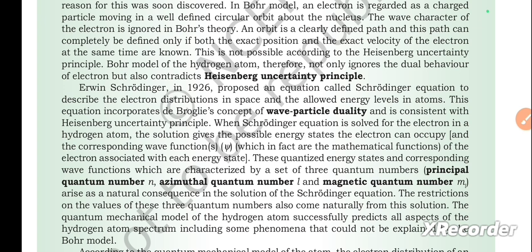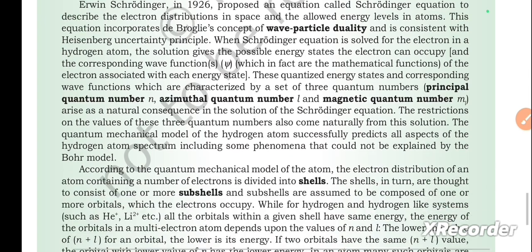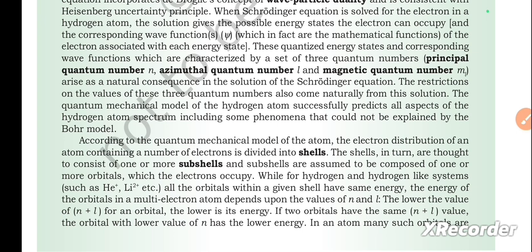with each energy state. The quantized energy states and corresponding wave functions, which are characterized by a set of three quantum numbers, principal quantum number n, azimuthal quantum number l, and magnetic quantum number ml, arise as a natural consequence in the solution of the Schrödinger equation. The restrictions on the values of these three quantum numbers also come naturally from this solution. The quantum mechanical model of the hydrogen atom successfully predicts all aspects of the hydrogen atom spectrum, including some phenomena that could not be explained by Bohr's model.